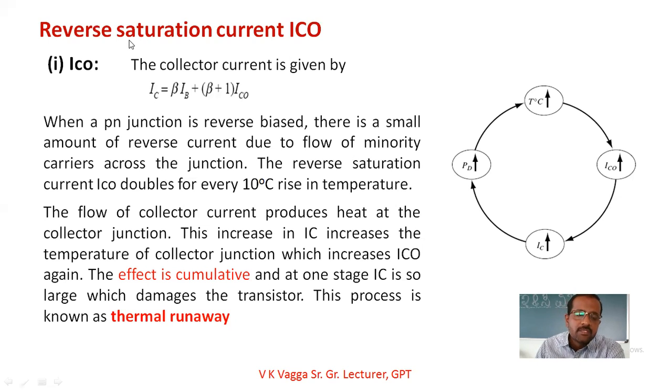So the output current IC is equal to beta into IB plus (beta plus 1) into ICO, where ICO is the reverse saturation current. Increase in the ICO increases the IC, increase in the IC increases the potential difference, increase in the potential difference increases the temperature, and increase in the temperature again increases the ICO, and again increasing ICO increases the IC, and so on. It will be cumulative, it will keep on adding.